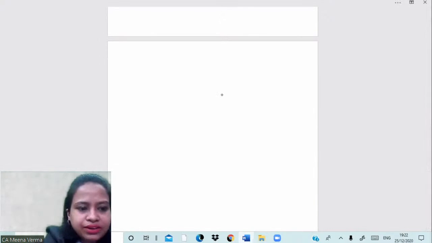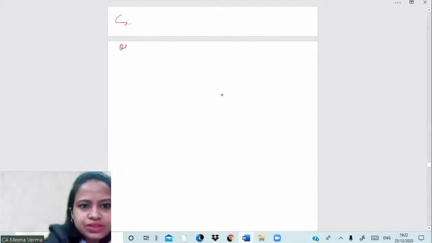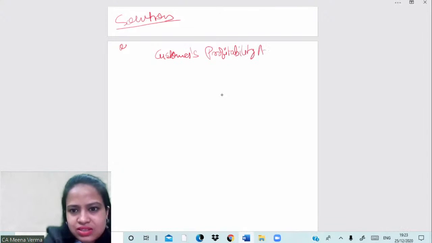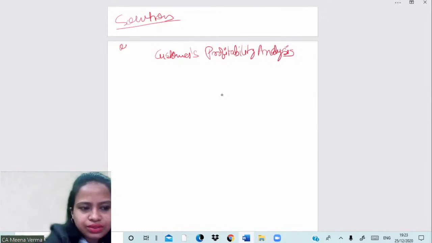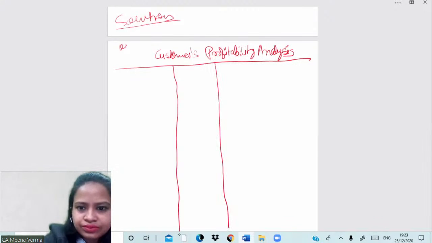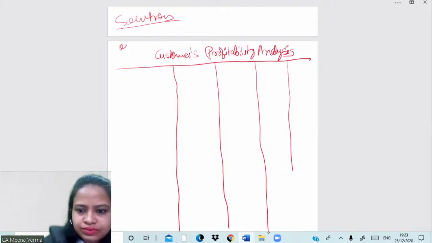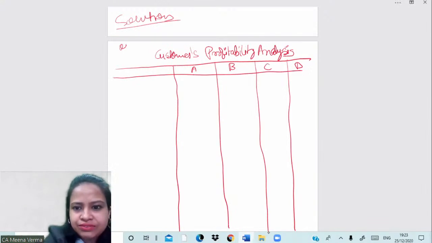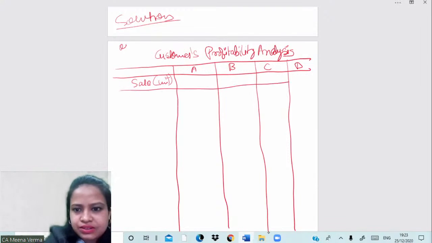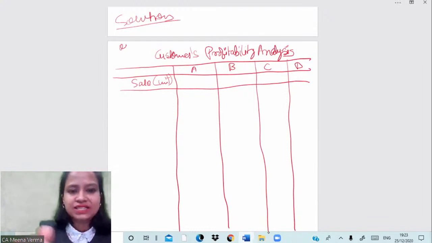I'm just giving you the format. Solution: customer profitability analysis. The customers we have are customer A, B, C, D. Consider the units which you are selling, then the selling price you have, the list price.